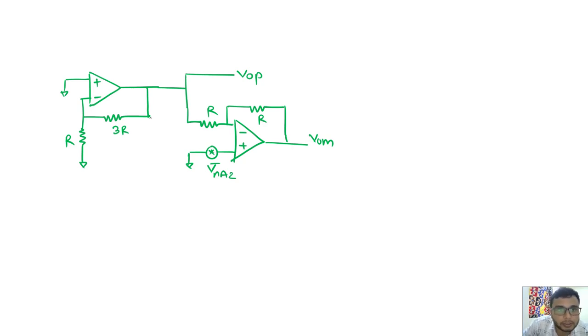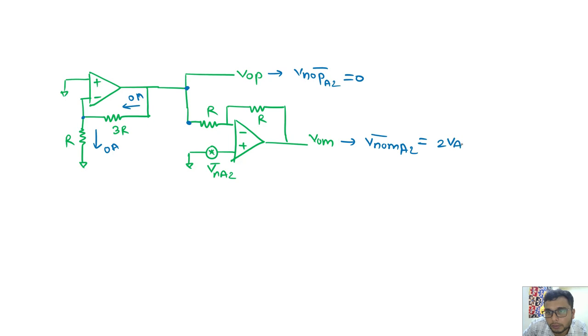This is grounded, so no current is here, also no current in this branch, 0 amp. So what is this output? This output is 0. VNOP due to amp 2 is 0. So if this is 0, then VOM due to A2 is nothing but 2 Vn of A2. Okay, so what is the total noise due to amplifiers?